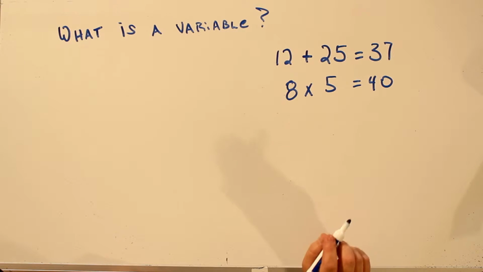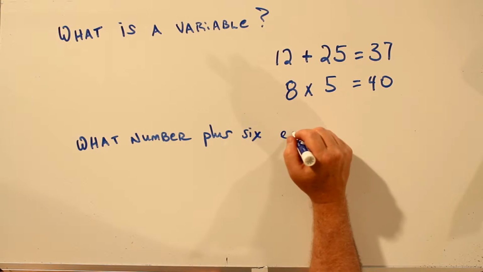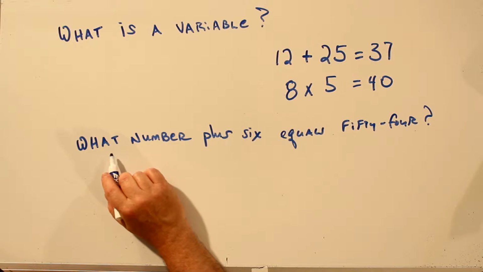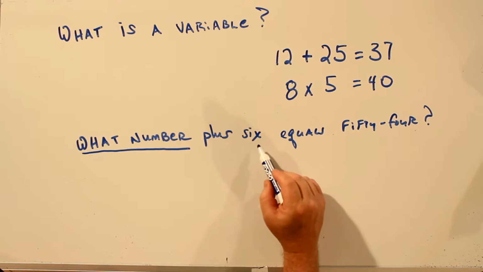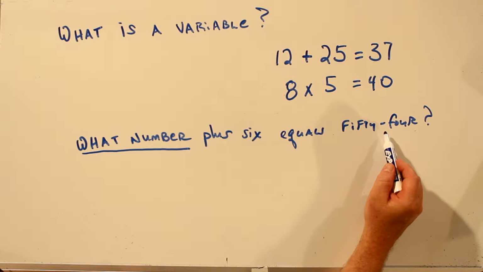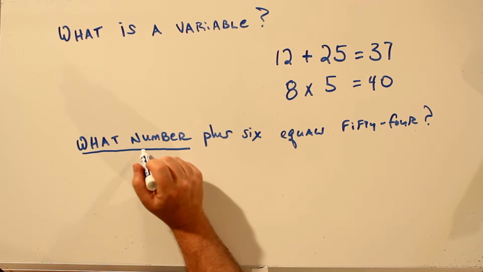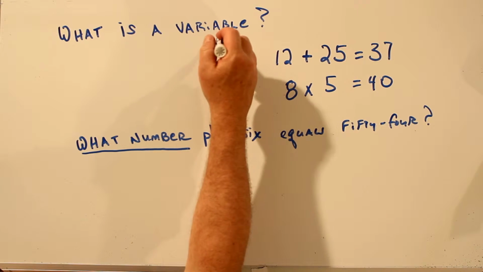What happens if we said, what number plus 6 equals 54? How do we write that? Because we don't have a number that answers the question, what number? We know what a 6 is, we know what a 54 looks like, we know what a plus sign looks like, and we know what an equal sign looks like. But what do we do with this what number thing? And the answer is, we'll use a variable.